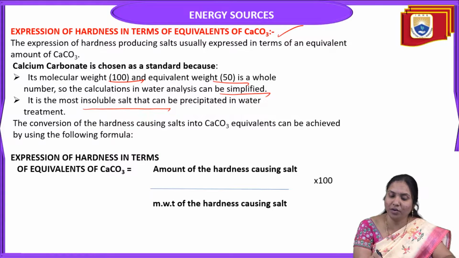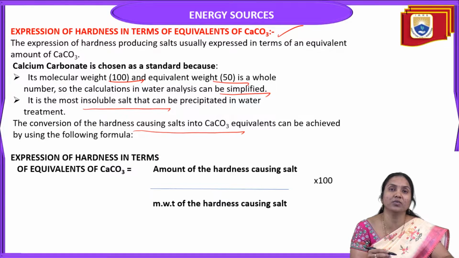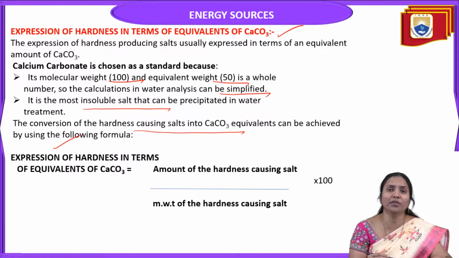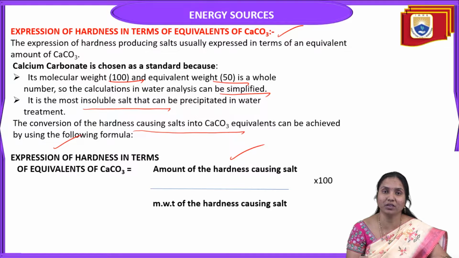So the conversion of hardness causing salts into CaCO3 equivalent can be achieved by using this formula. What is the formula we are using? Hardness causing salts converted into equivalents of CaCO3 is equal to the amount of hardness causing salt divided by the molecular weight of hardness causing salt, multiplied by 100.